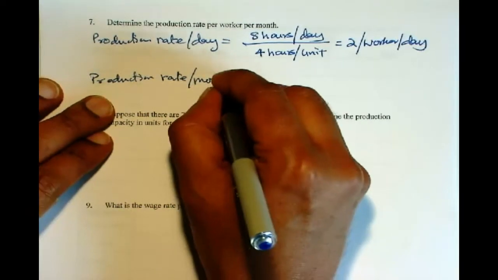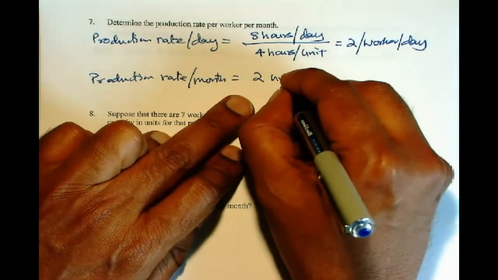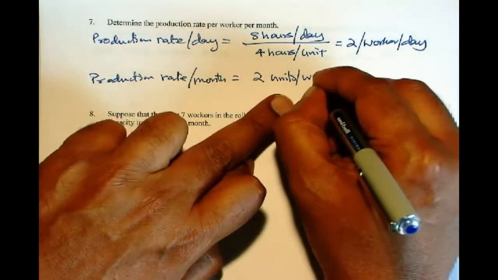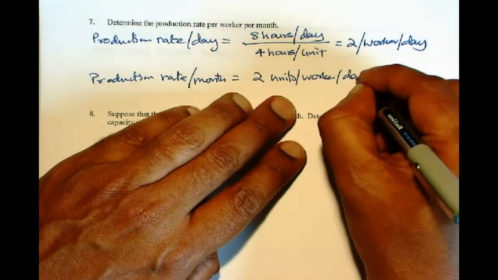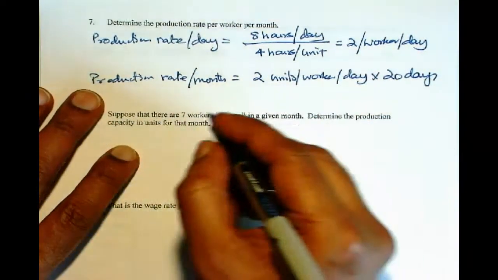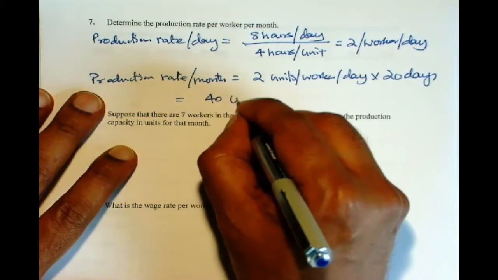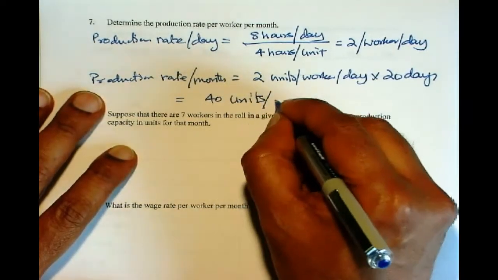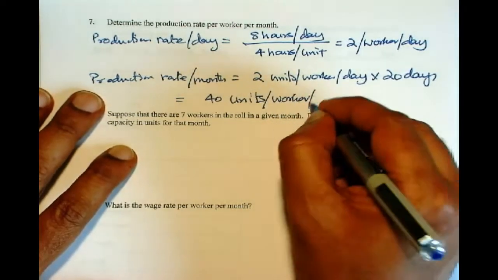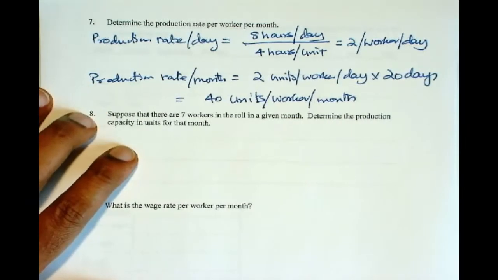Then, production rate per month is 2 units per worker per day times 20 days on the average. So that is equal to 40 units per worker. So each worker will produce on the average 40 units every month.